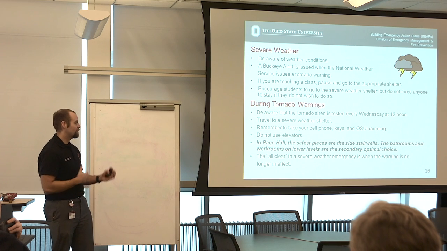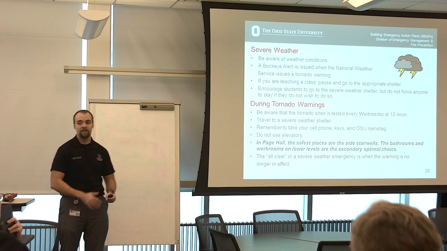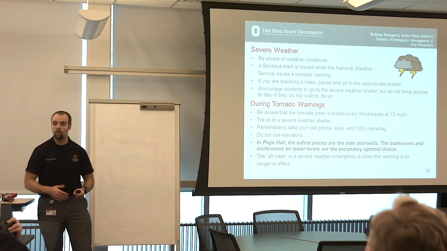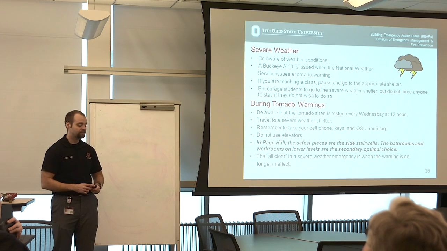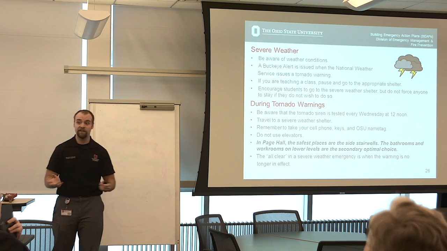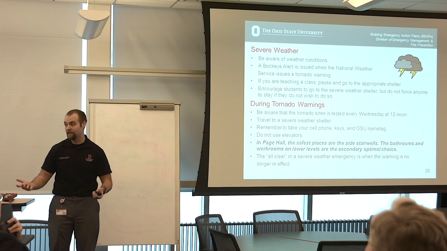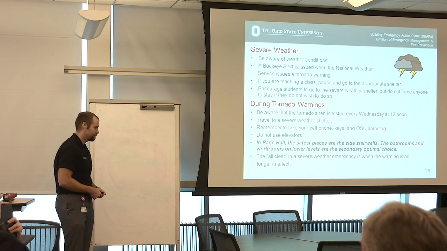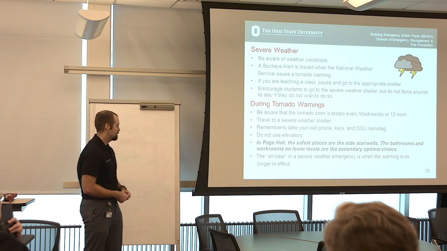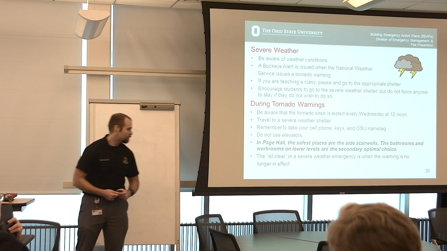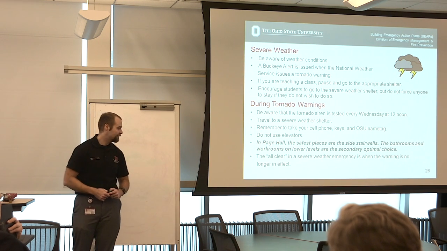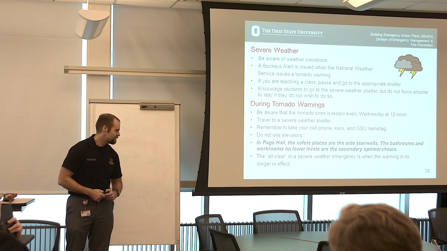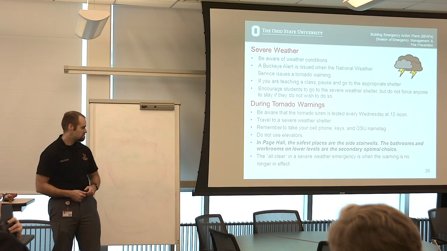The difference between the watches and the warnings is that with a warning, basically, a tornado is confirmed on the ground. A watch just means conditions are favorable. Elevators, again, are not good because if you're stuck in an elevator car, that's not good. Okay, this place is on the bathrooms, rooms, lower level, and the secondary entrance.